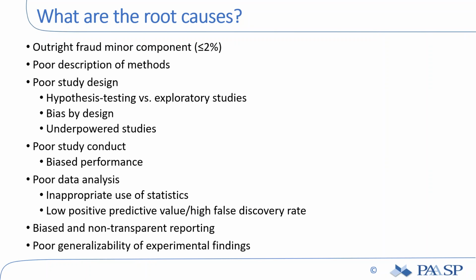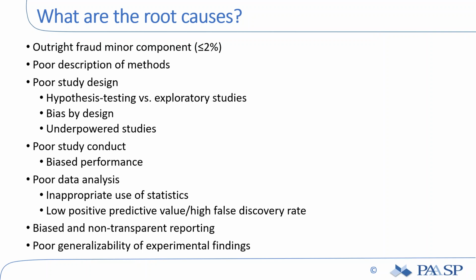So what are the root causes of this poor reproducibility? Well, the good news is that outright fraud is considered a minor component only. Most people feel that it's less than 1% of cases of poor reproducibility. I have not seen any estimate ranging higher than 2%.